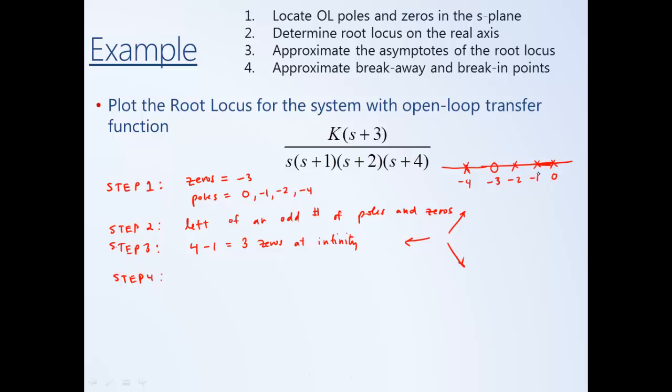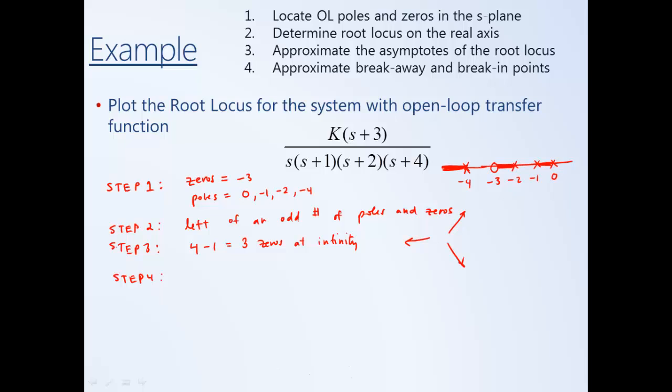Here we're to the left of 2, 2 is even, no root locus. Here we're to the left of 3, 3 is odd, so we have root locus. And here we're to the left of 5. 1, 2, 3, 4, 5. 5 is odd, so we're to the left of the pole at -4.